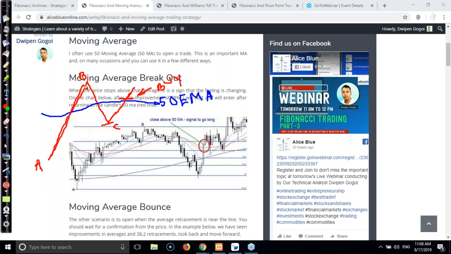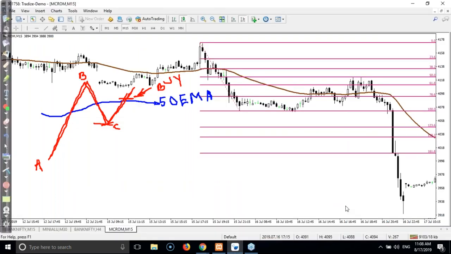This is called impulsive wave and this is called corrective wave. Once the corrective wave completes and they again break this 50 exponential moving average, this is called buy or sell entry. In a sell direction we will enter for sell and in the buy direction we will go for buy, right? So similarly here you can see.